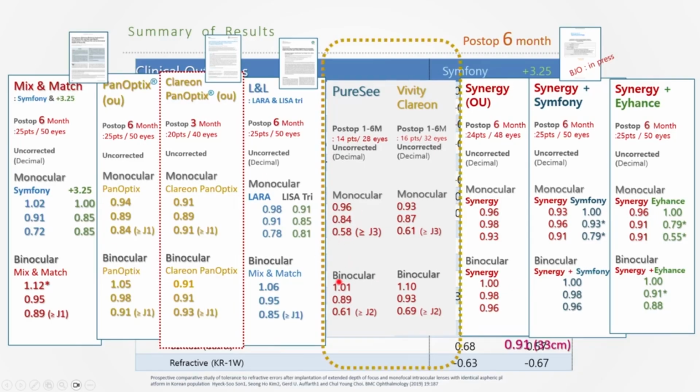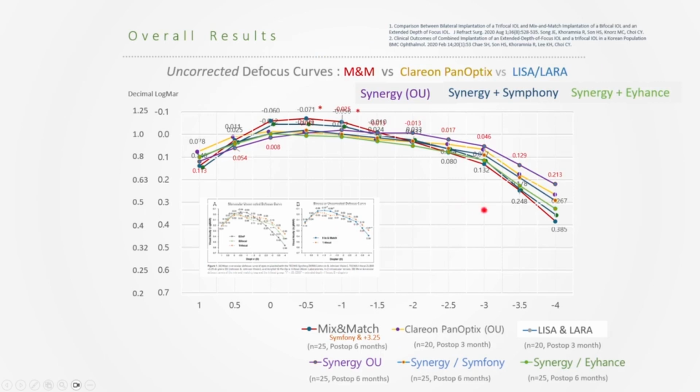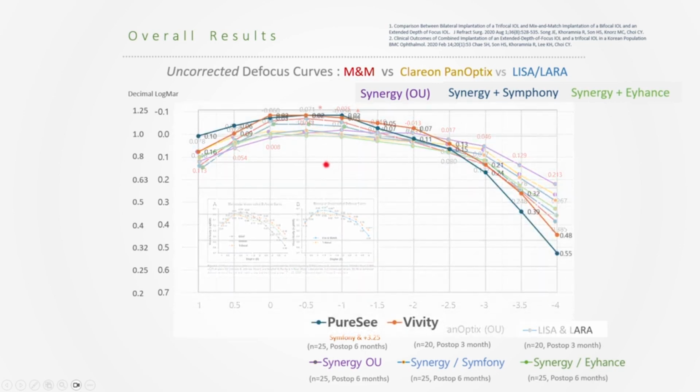And if you look at all together with our previous same-setting studies, the VVT and PRC are also showing quite comparable or decent intermediate vision. And these are the focus curves altogether. As we know, the near part was better with the bilateral trifocal Synergy or PanOptix lenses. And this area from distant to intermediate is always better with the mix and match with the EDoF lenses. What about the VVT and PRC?